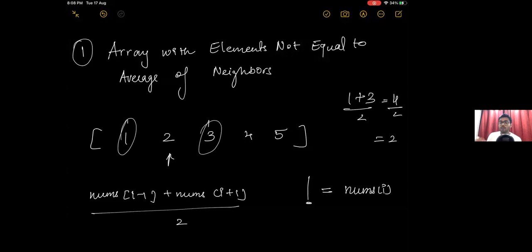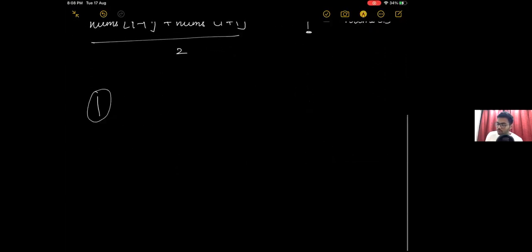So we need to rearrange this array in such a way that the neighboring elements are not an average of the current element that we are on. So how we can solve this problem is, first of all, what if we sort the array and then we make a graph?